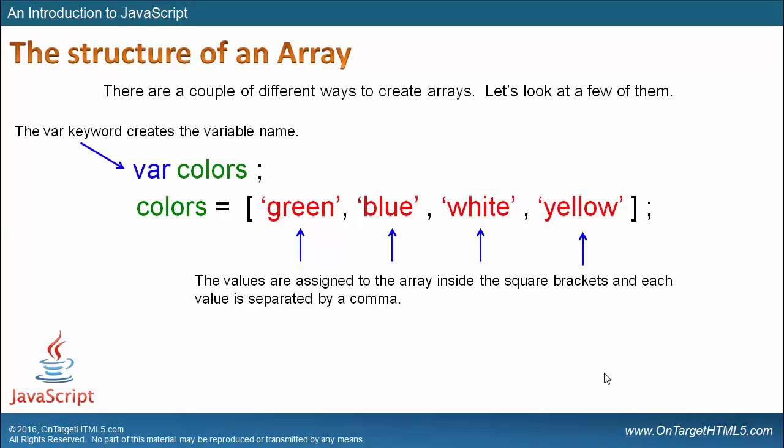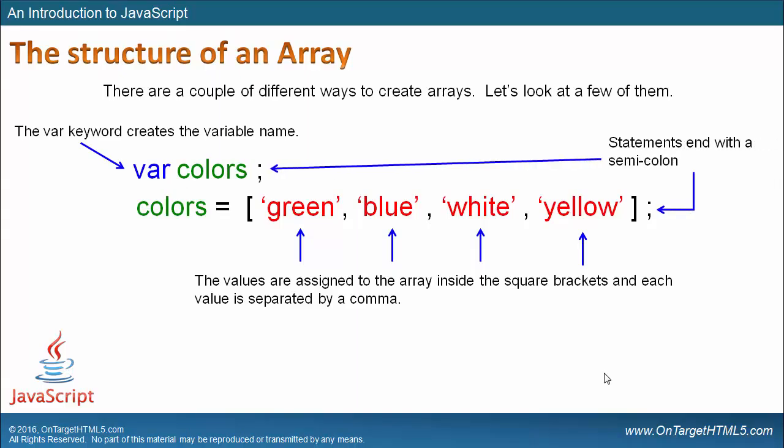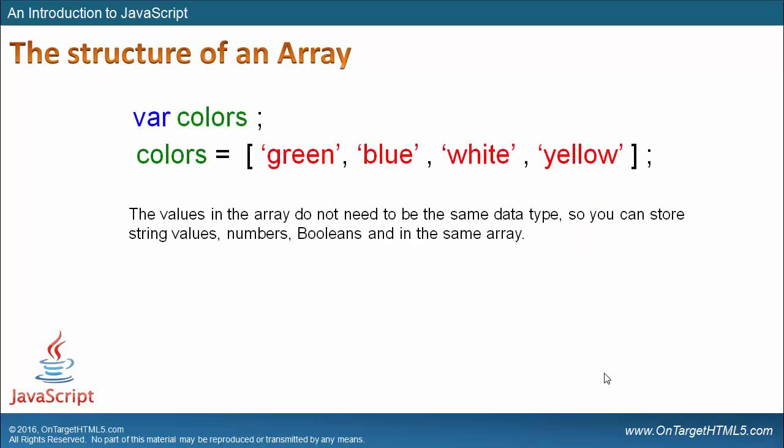They don't have to be strings, and you'll see that as we go through the exercises. We can store any values inside of arrays, and it can be mixed. I can have strings and numbers and booleans all in the same array. And as typical with all statements in JavaScript, all the statements end with a semicolon. So the values in the array do not need to be the same data type, so we can store string values, which is what we're demonstrating here with the color values. We can also store numbers, and we can store booleans, all in the same array. And we'll do that when we get in the lab. String values must be enclosed in quotation marks, either single or double quotes.